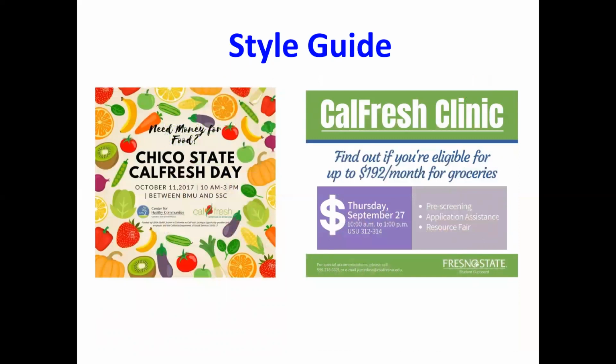Okay, so here's a couple more examples. We have our Chico State CalFresh Day flyer on the left, and then there's another example on the right from Fresno State. These ones definitely use different colors than the ones that we just talked about, and they just have a different vibe to them. They feel a little bit different. They might be more appealing to a student than using some of those other brighter or more, I wouldn't say more harsh colors, but more plain colors. These are definitely a little bit more appealing to that specific demographic, I would say.